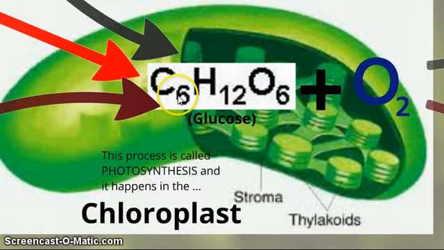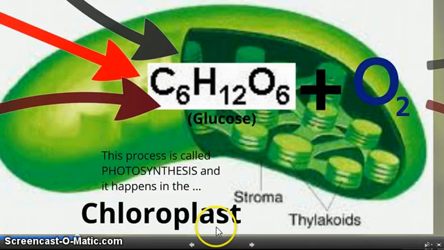Alright, here we go. So glucose, the formula for glucose is C6H12O6. And there's a little bit of a waste product of oxygen, or O2. Okay, this process is called photosynthesis, the mixture of sunlight with carbon dioxide and water, making glucose and oxygen. It happens in the chloroplast, like I was saying before.